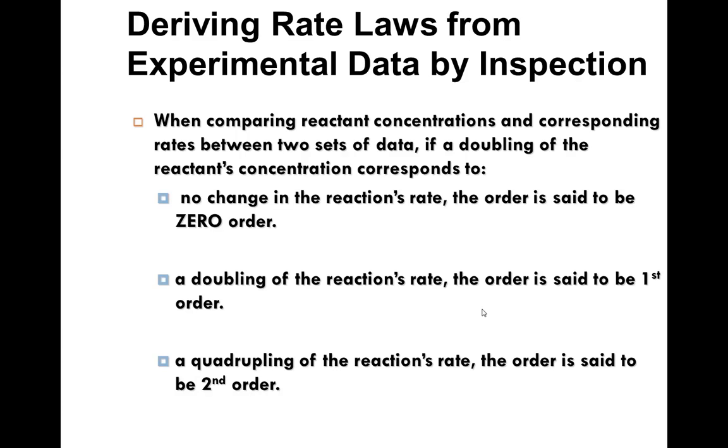So when comparing the reactant concentrations and corresponding rates between two sets of data, remember the very first example we had, where the concentration doubled and the reaction rate doubled. Those are the two things we're looking at here. If there is no change when that concentration doubles, it's said to be zero order. If the reaction rate doubles, it's said to be first order, and if it quadruples, it's said to be second order.